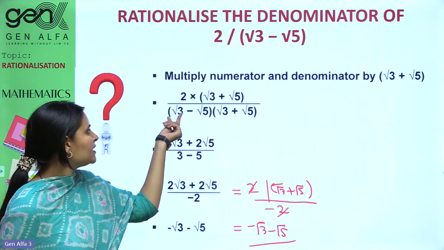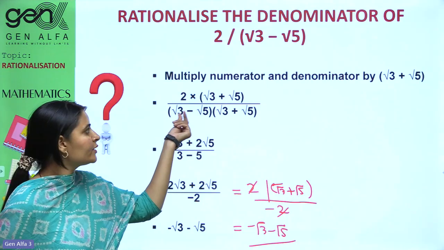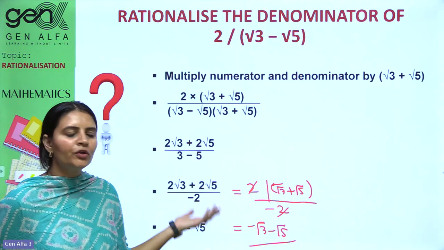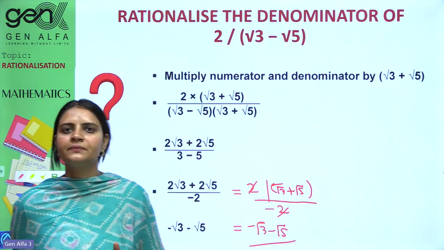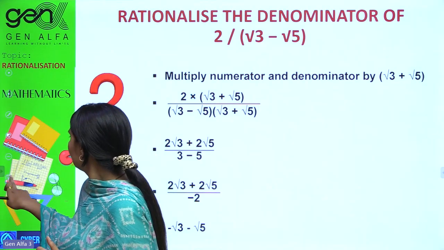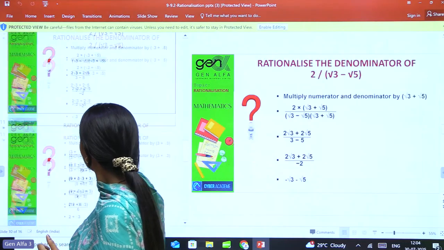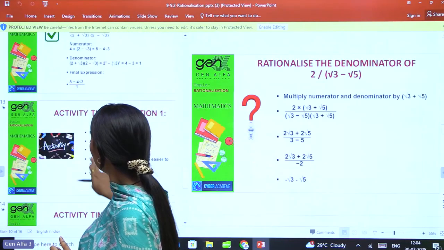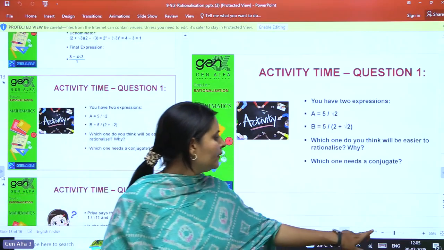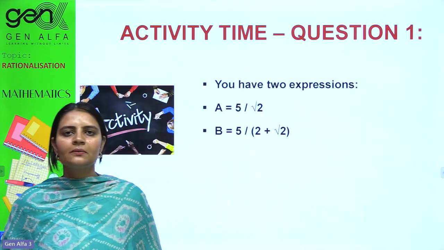A square minus b square. A is your first term, take the square of it. B is your second term, take the square of it and just minus them. You would be getting your answer just like that. Yes, now let's do an activity. I hope you have understood the rationalizing process. It will be prominent by doing this activity.